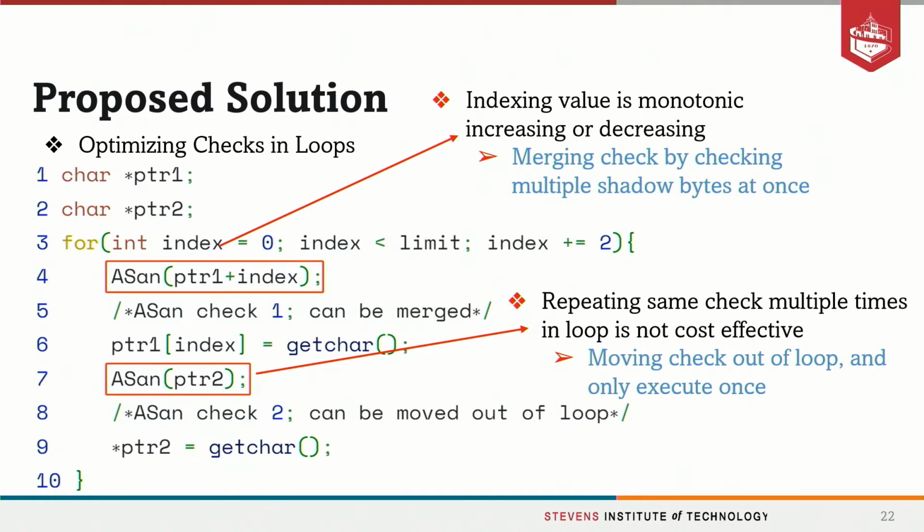And the second scenario is when the sanitizer check is repeated multiple times on the same value, which is not cost effective, as in line 9. The pointer ptr2 will not change during the loop iteration. So we move the check in line 7 out of the loop and only execute it once. This way, we can efficiently reduce the number of executions of the same sanitizer check.